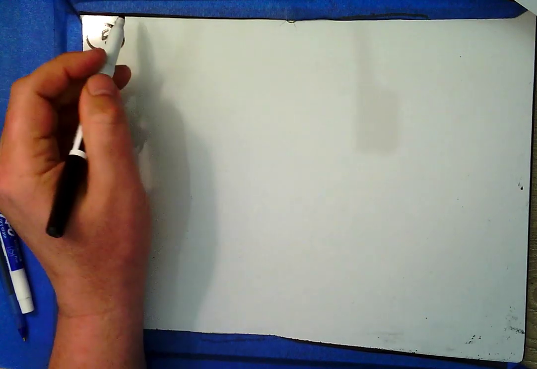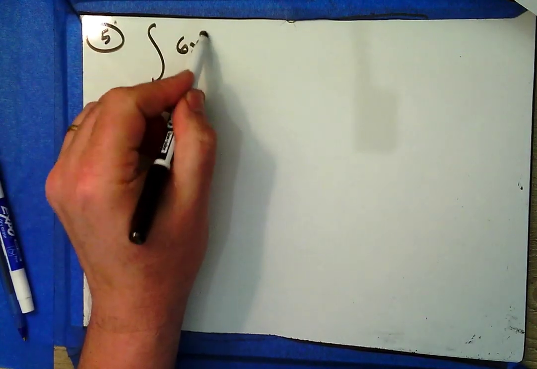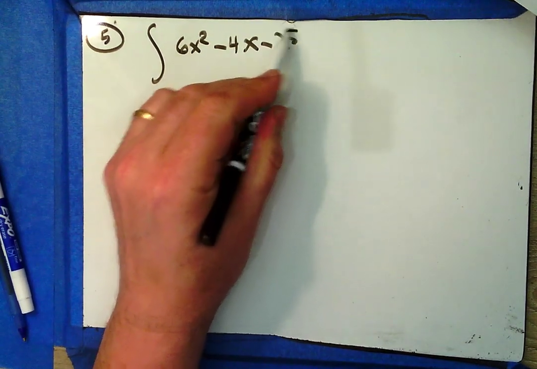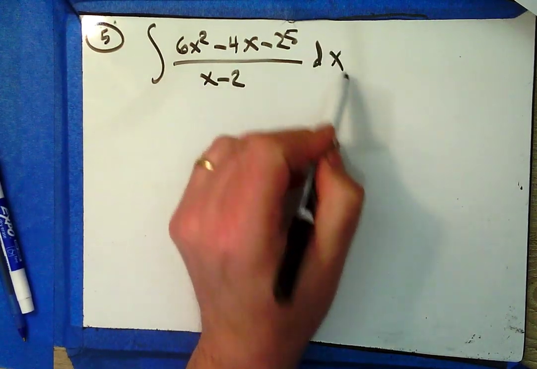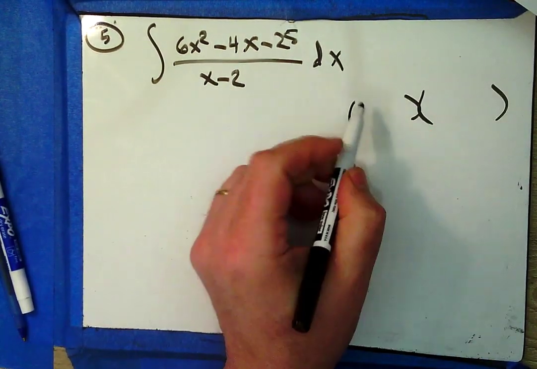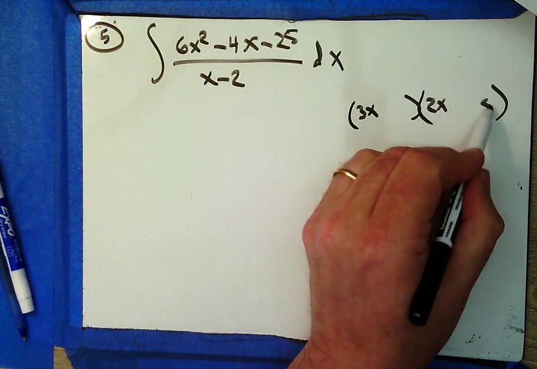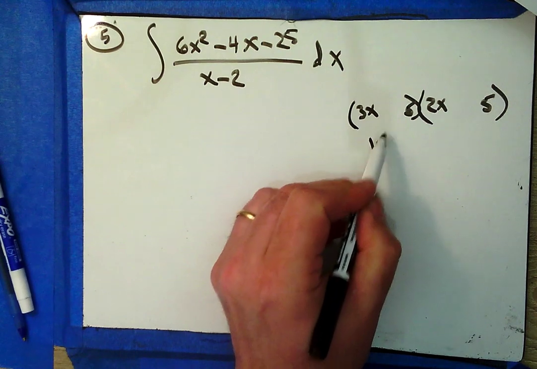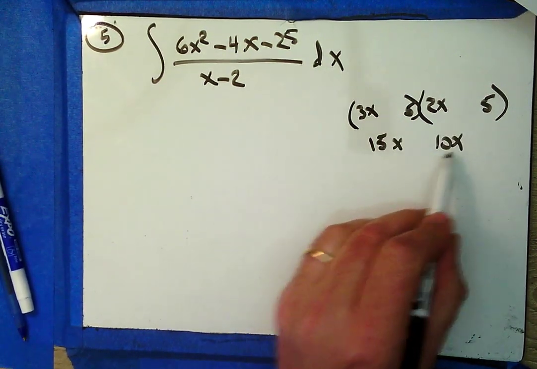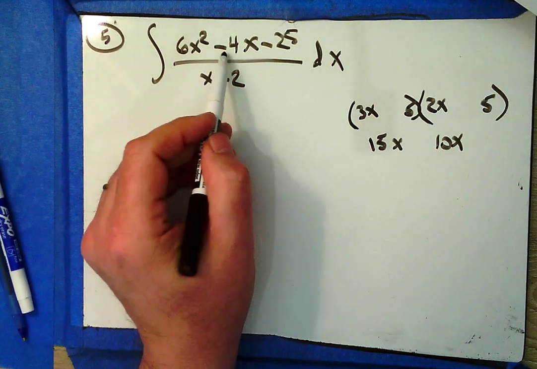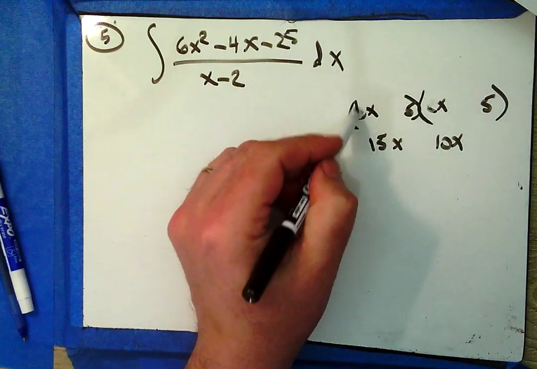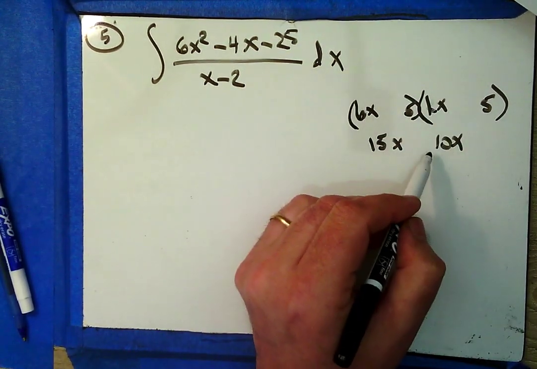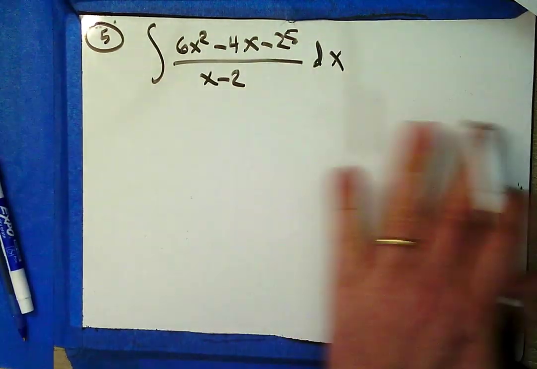Let's take a look at 5. 5 is the integral of 6x squared minus 4x minus 25 over x minus 2. And don't forget the dx. Well, I think about factoring that numerator as a 3x and a 2x and a 5 and a 5, and I'm going to get 15x and 10x, which could give me a 5x or a 25x, but not a negative 4x. And if I change this to 6 and 1, 30 and 5, no, not so much. So this isn't going to factor.